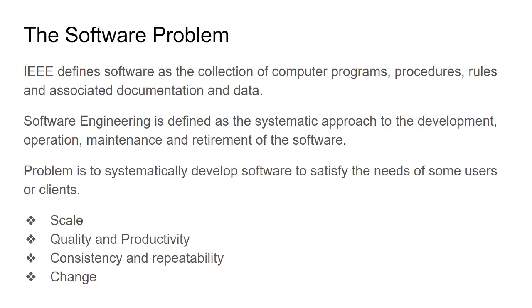If this is a software, then what is software engineering? Software engineering is defined as a systematic approach to the development, operation, maintenance, and retirement of the software. As I told you, the whole process from where it is started up to the software becoming obsolete, whatever is happening in between, we call it software engineering.